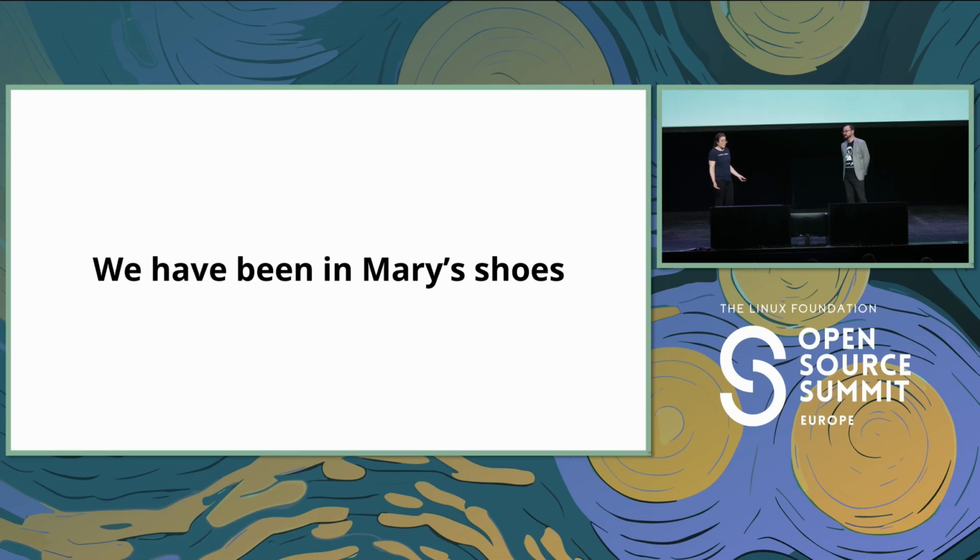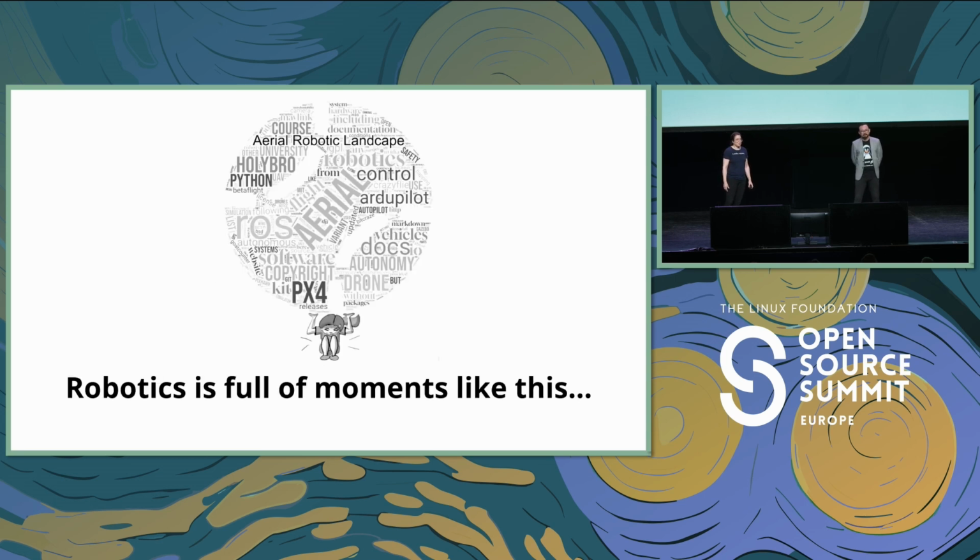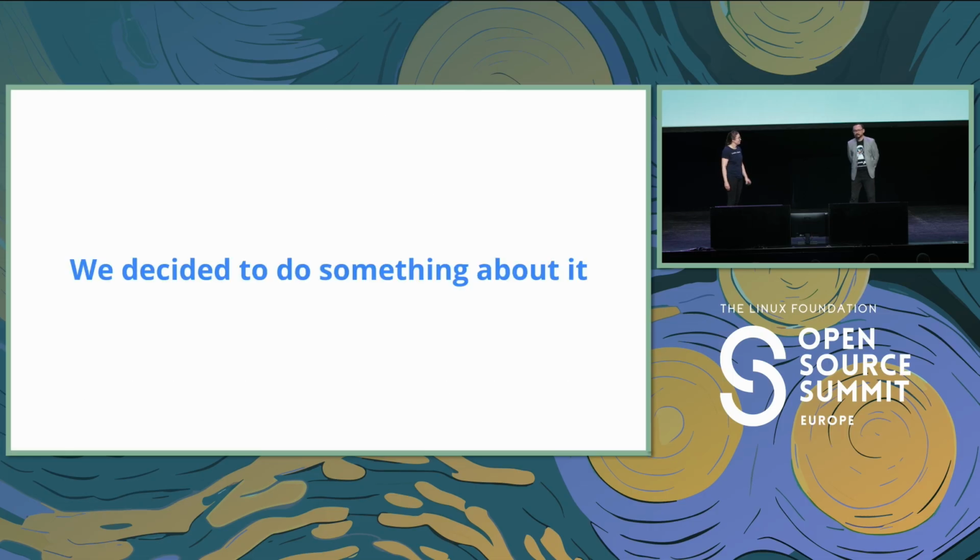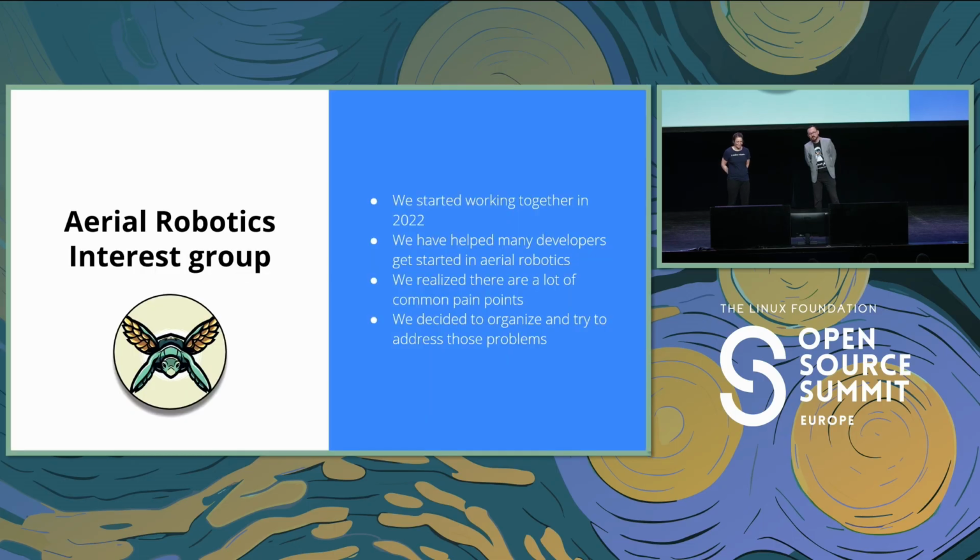But we have all been in Mary's shoes as roboticists, right? So like, it's not a real story, but it's definitely based on experience. Robotics is full of moments like this, like a lot of projects, a lot of information that you have to kind of dig through and see which of the projects are actually suitable for your application. So we sort of decided to do something about it, because in open source, it's really easy to just complain about things, right? So we started the Aerial Robotics Interest Group in 2022 at Roscon in Japan, actually, in Kyoto, in the Roscon 2022. And we have helped many developers through their aerial robotics journey.